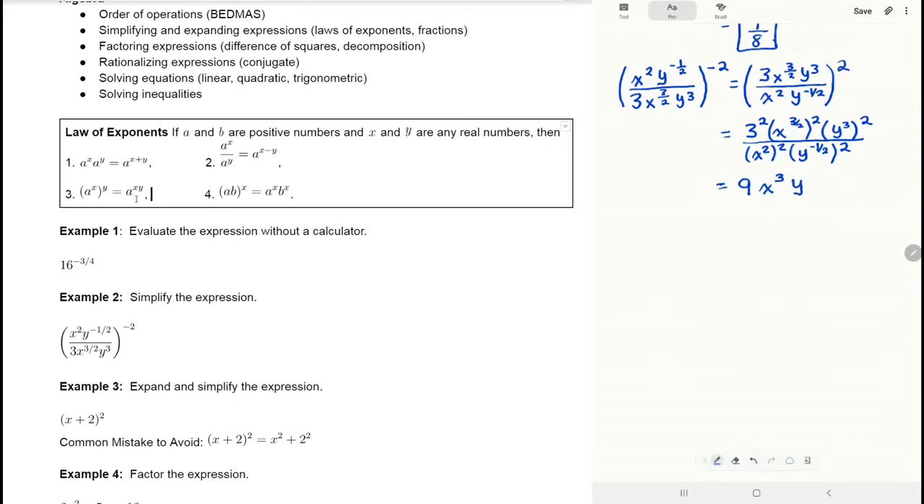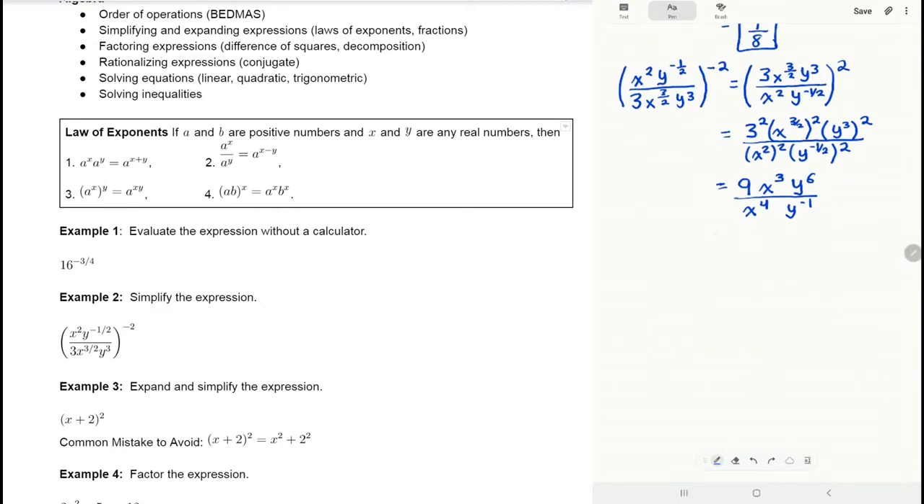Next we have y cubed raised to the power of 2. So we're going to multiply the powers as before. So 3 times 2 gives us 6. And then we divide this by x squared to the power of 2. That's x to the 4. And then y to the negative 1/2 times 2. Well, negative 1/2 times 2 is equal to negative 1. So again, the 2's can cancel, leaving us with a negative 1.